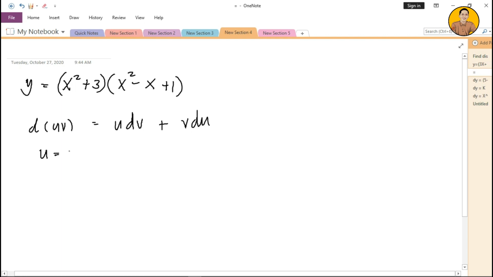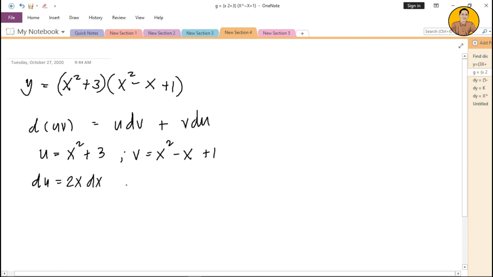U is your x squared plus 3. Then v is x squared minus x plus 1. Then the differential of u, du, so power rule natin, is 2x dx, so plus 0. The derivative of a constant is 0.